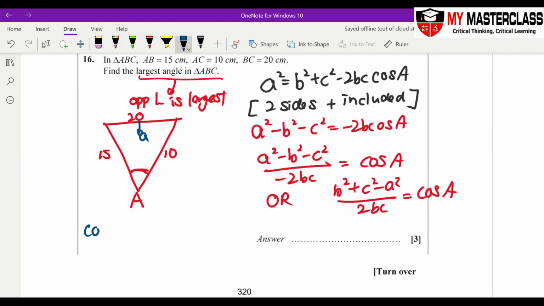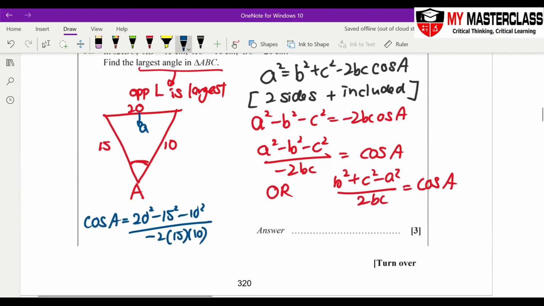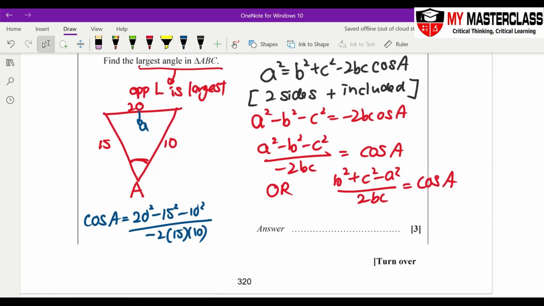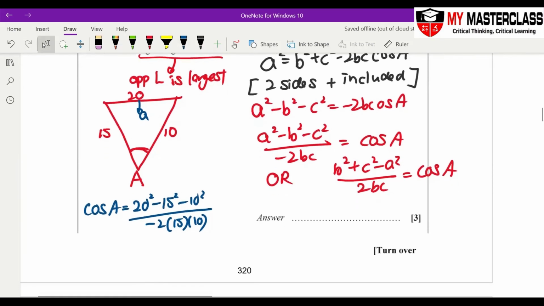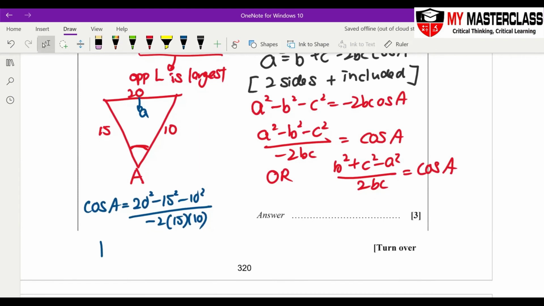So now just apply. Cosine A is equals to 20 squared, minus 15 squared, minus 10 squared, over negative 2 times 15 times 10. Then A is just equals to cosine inverse of that thing.